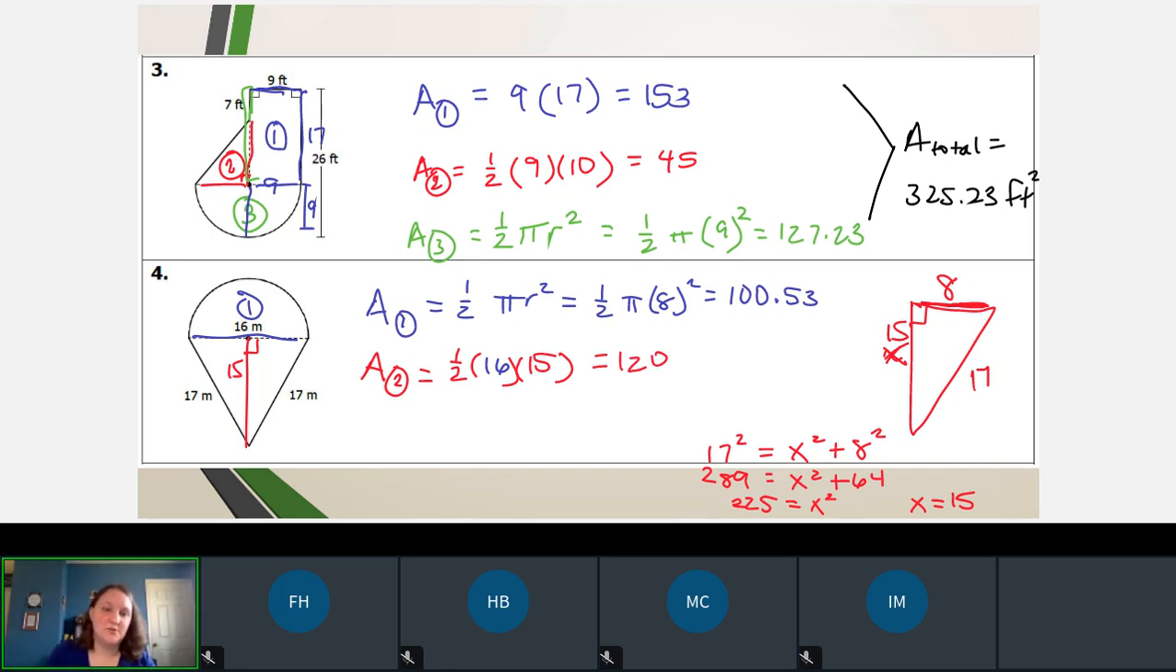So now we just need our total area. So add your 100.53 and 120, 220.53. Nice. Any questions about anything that you've seen up here on the screen before I go on? Nope. Okay.